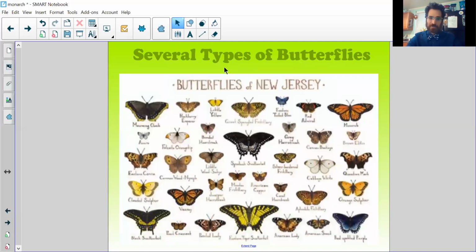There are several species of butterflies. Just what we have here are ones that can be found in New Jersey. So there's so many more than that all across the world.